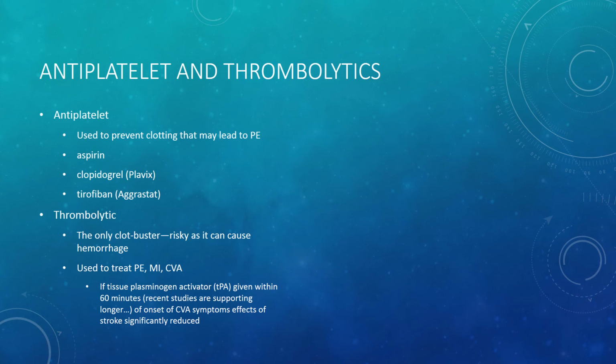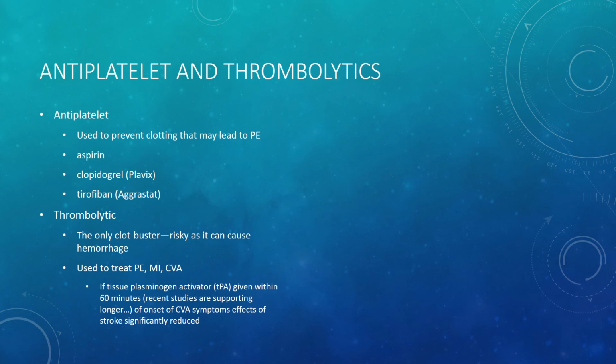Now, thrombolytics are used in the treatment of PE. So this is the only true clot buster. Like I said before, our anticoagulants actually don't break down the clot. It simply prevents it from growing, from new clots from forming, and allows the body to start breaking it down and dissolving it. So a thrombolytic is the only true clot buster. And so thrombo being the clot and a lytic meaning killing or destroying. These are risky because it can cause hemorrhage. So it is a massive anticoagulant used to treat pulmonary emboli, myocardial infarction, and cerebrovascular accident or stroke.